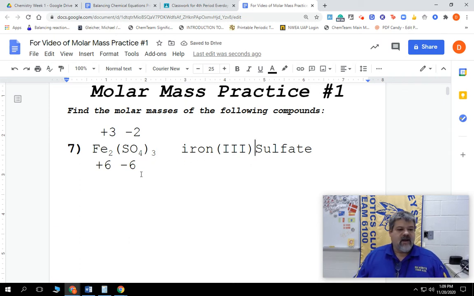Okay, so once we have the name, we can go ahead and calculate out the molar mass. So I'm going to get rid of these right here because we already did the name, and we're going to write down what elements we have. So we know that we have iron, and how many irons do we have? Well, we have 2 irons, so we're going to put a 2 there.